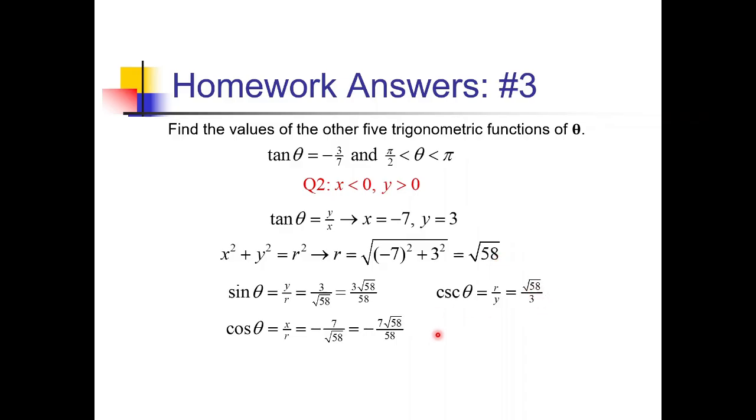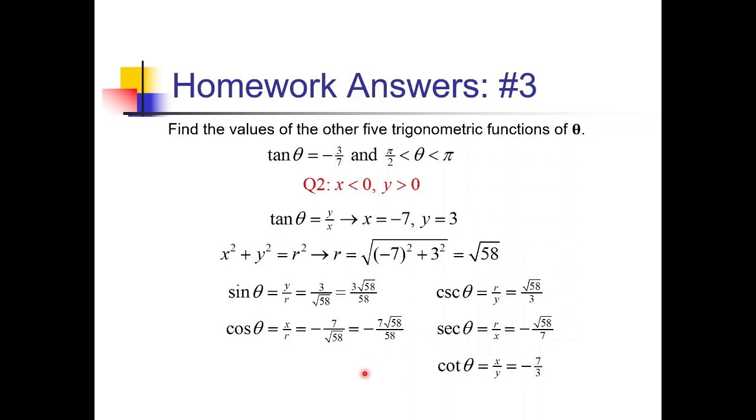Next, we'll do secant, the reciprocal of cosine, so r over x. And that's going to be radical 58 over negative 7, so negative radical 58 over 7 if we bring that negative out. And then finally, we're going to do cotangent, reciprocal of tangent, so we've got x over y. And we already know the tangent is negative 3/7, so if I just flip that to negative 7/3, I've got my cotangent.